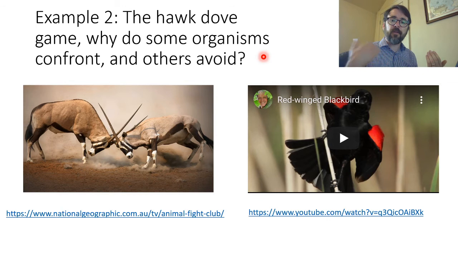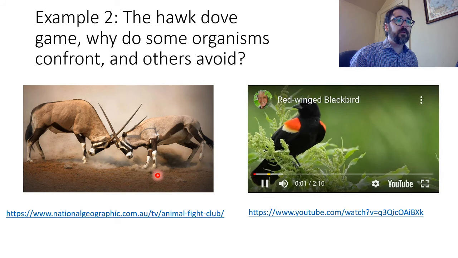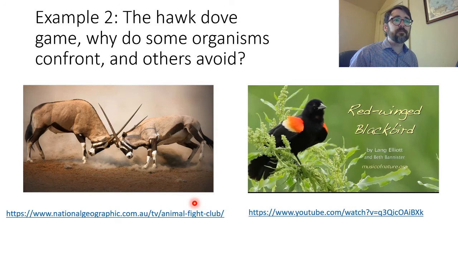So National Geographic has a TV show called Animal Fight Club, and this is their cover image, right? Lots of you have probably seen animals fighting over resources to protect territories or to get mates or to get food, right? There are lots of organisms who actually fight. But there are other organisms like the red-winged blackbird, and I'll show you an example here, that this is the red-winged blackbird defending its territory.